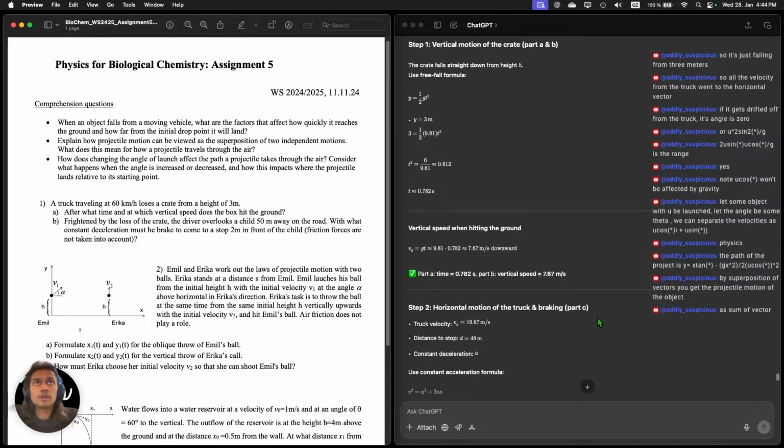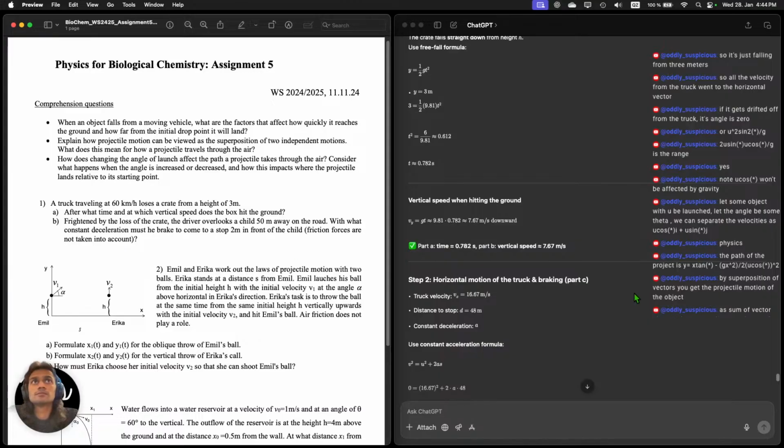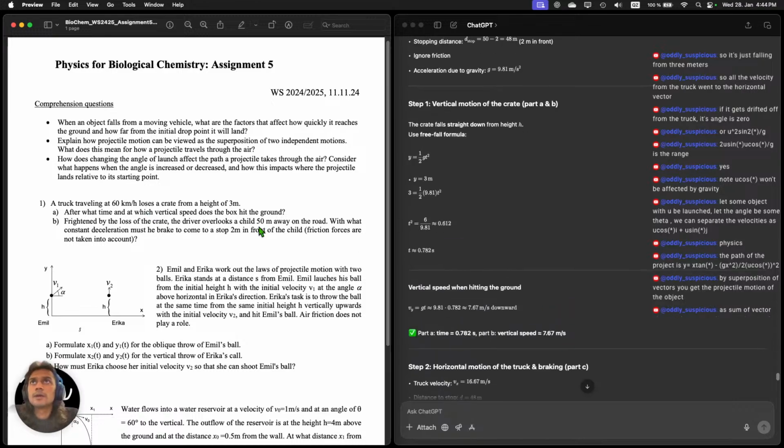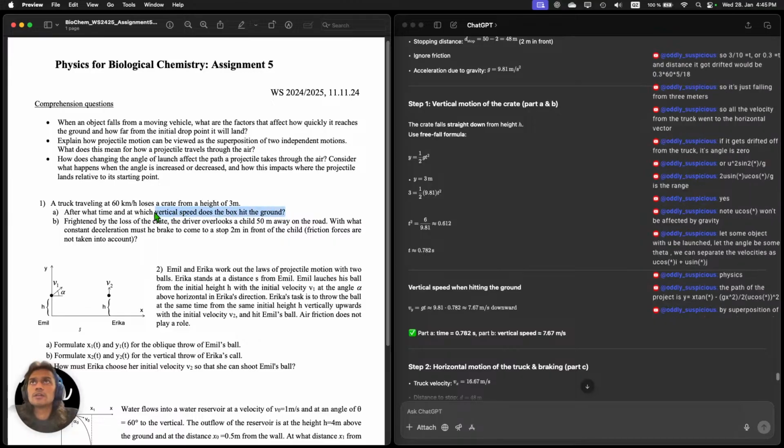Horizontal motion of the truck and braking. Part C, there's no part C. Wait, so the vertical speed of the box hitting the ground has nothing to do with the speed of the truck, at least here. After what time? The time also does not have anything to do with the speed of the truck. Note that displacement would be in the direction of the truck.